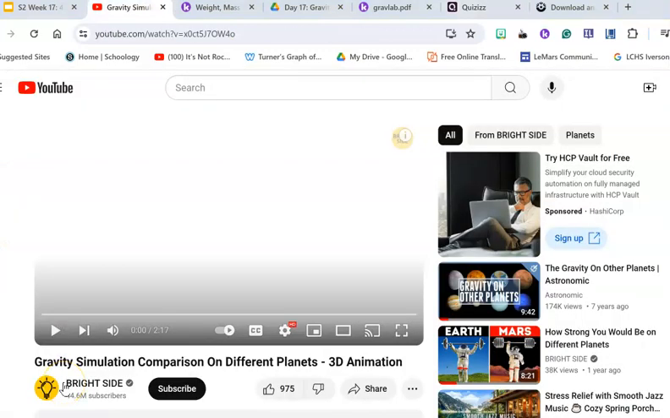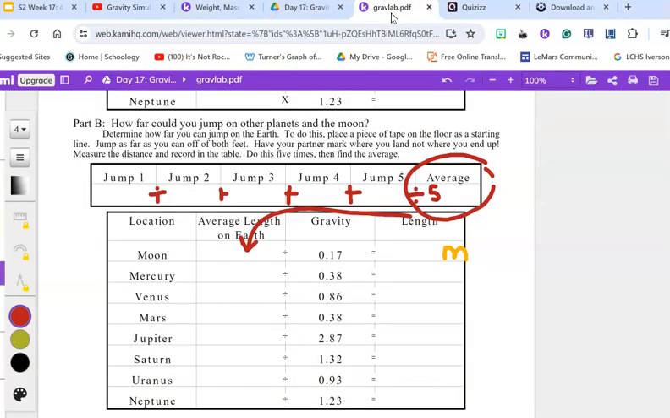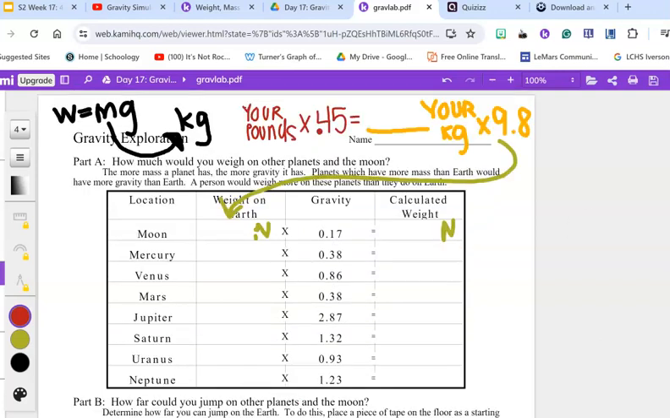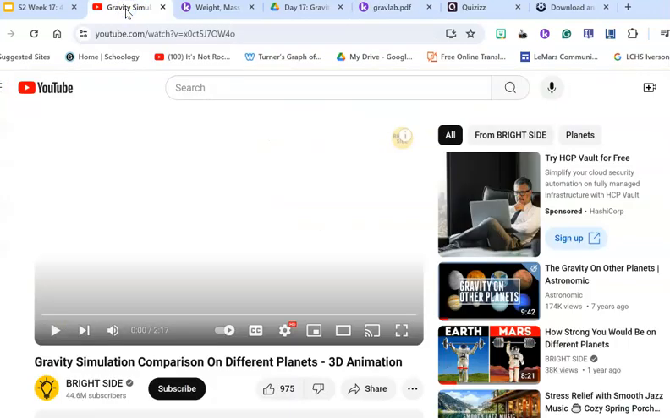Okay, you don't need your computers anymore, so you can close your screens. Now, today we're going to do a little activity. Inside of the packet that we did yesterday is this little gravity lab. Looks like this. But before we get started on this, I've got a little video for you. This video compares jumps on different planets. It's just a short little guy. You're not going to jump up. You're going to jump out today. So take about 3 minutes to watch this video.